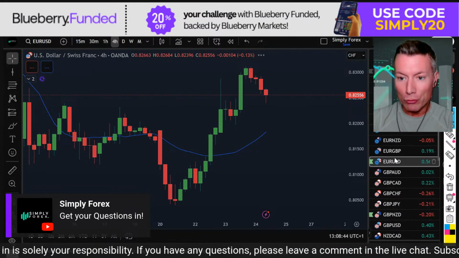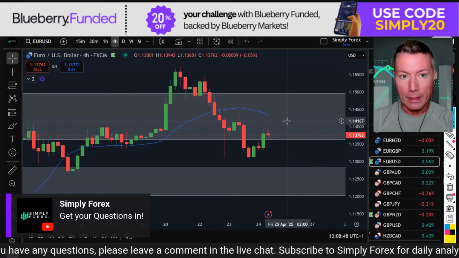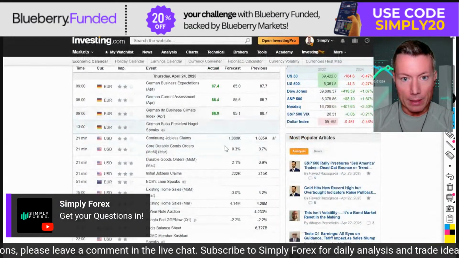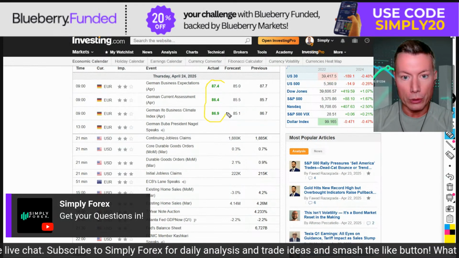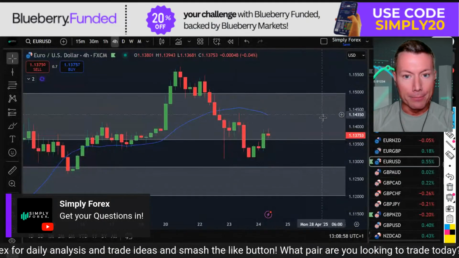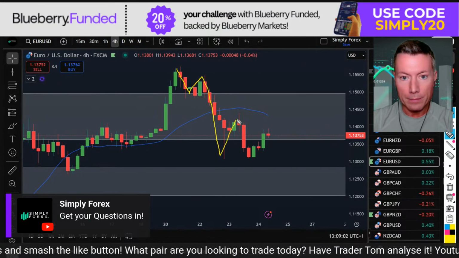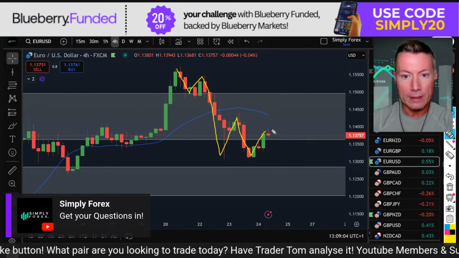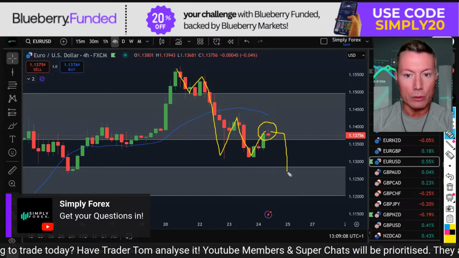Let's have a look at Euro US dollar, because we had some positive Euro news earlier. Let me just go to the economic calendar. We had all this positive news for the Euro earlier, but we didn't see a massive reaction. But again, if we look at Euro US dollar, we're in a downtrend. Any bearish candle in here would be a good sell trade as well.